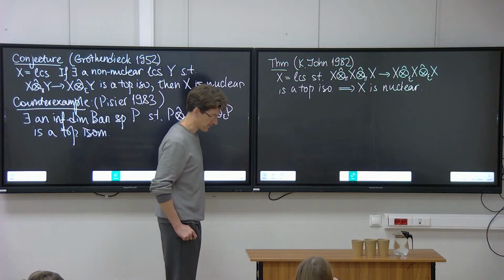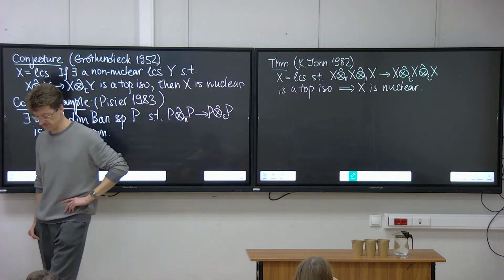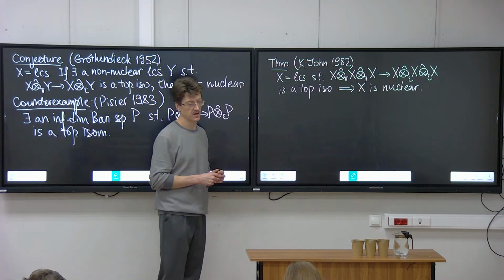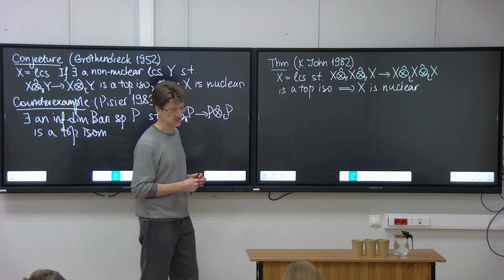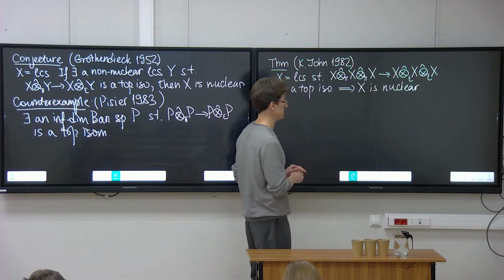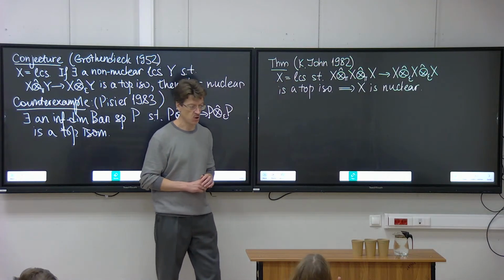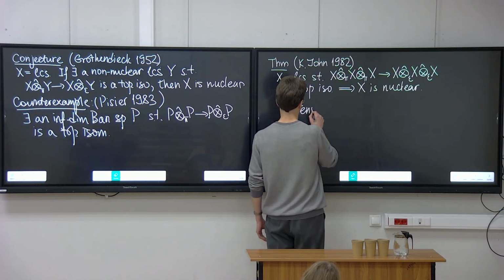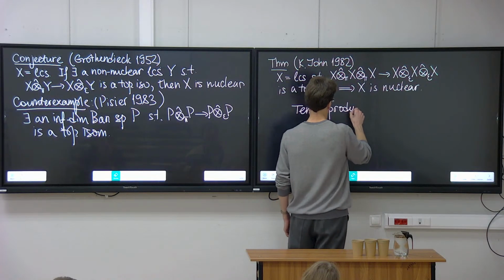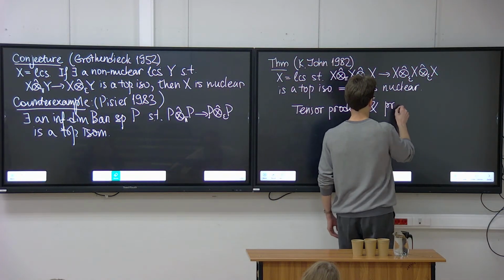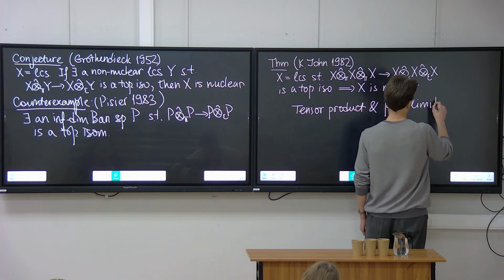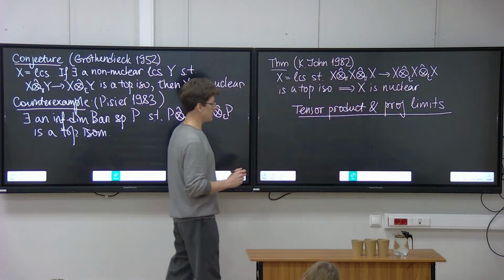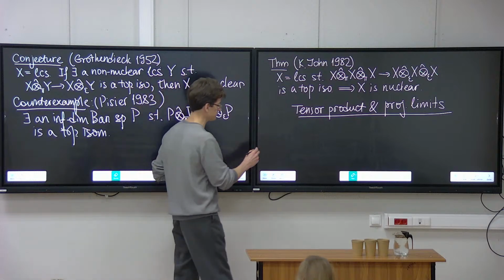Okay, so now to continue our study of nuclear spaces, we have to make a short digression into the theory of topological tensor products, and to prove a remarkable property of tensor products, which states that the projective and injective tensor products often commute with projective limits. Tensor products and projective limits. So let's start with some definitions.